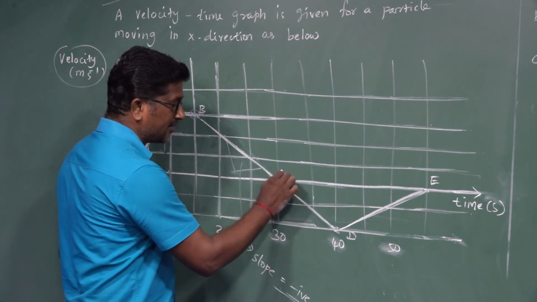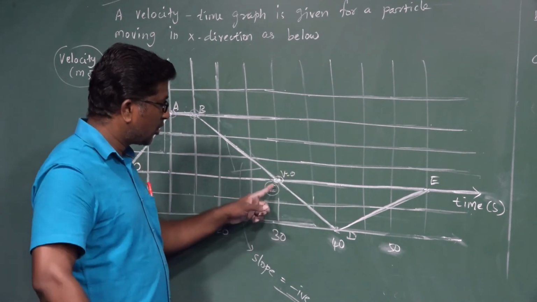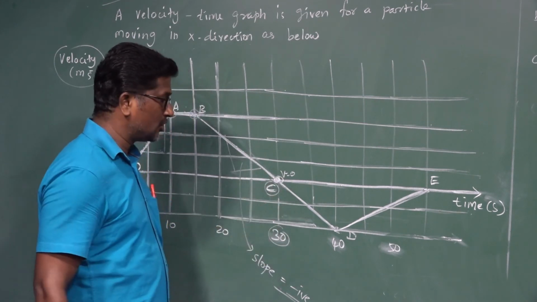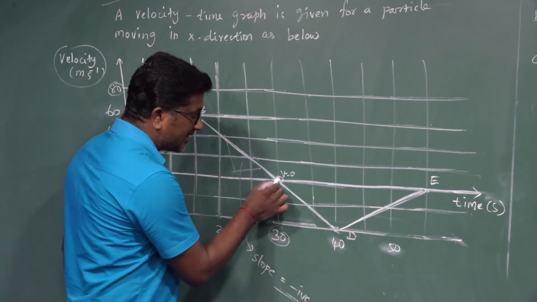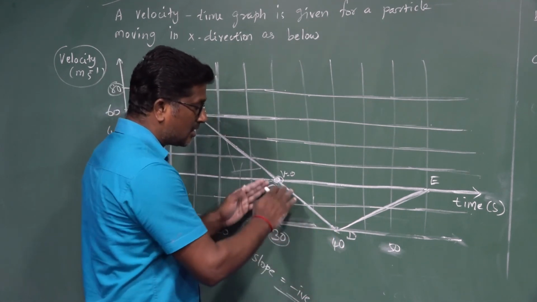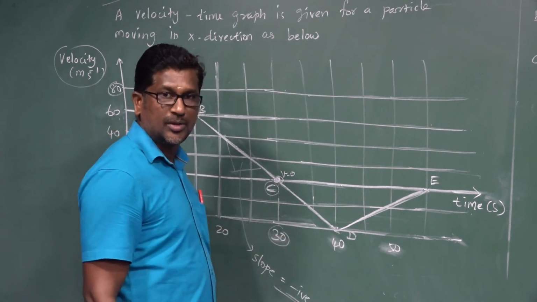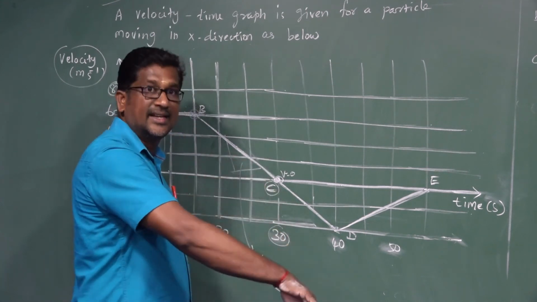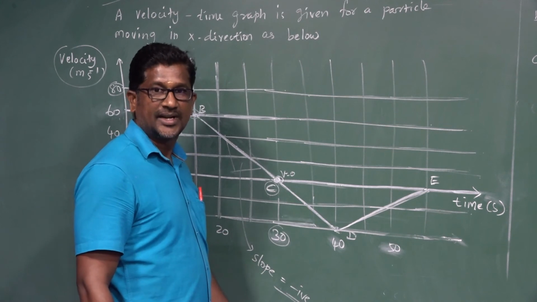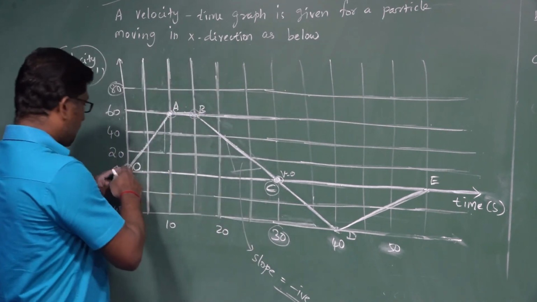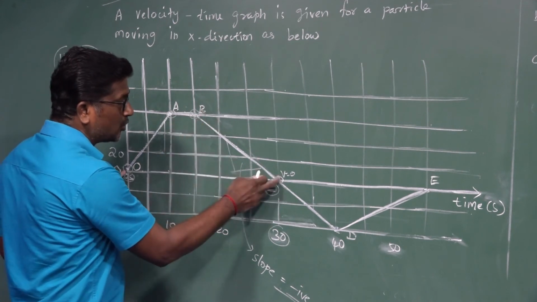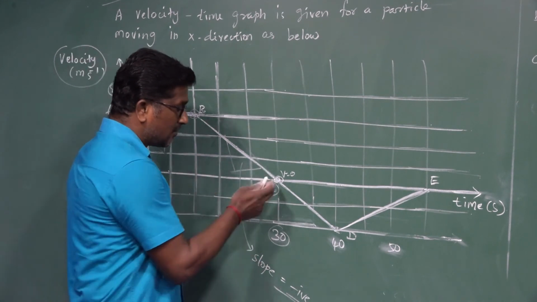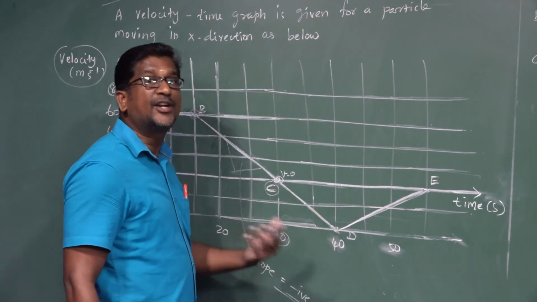At point C, the velocity of the particle is 0, or at 30 seconds, the velocity of the particle is 0. After 30 seconds, the particle velocity is negative. Particle velocity negative means the particle is moving in the negative x-axis direction. From O to A to B, and B to C, the particle moves in the positive x-axis direction, whereas from C to D, the particle moves in the negative x-axis direction.